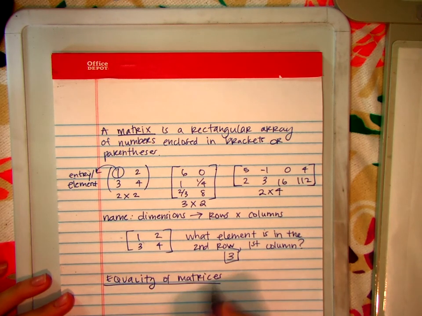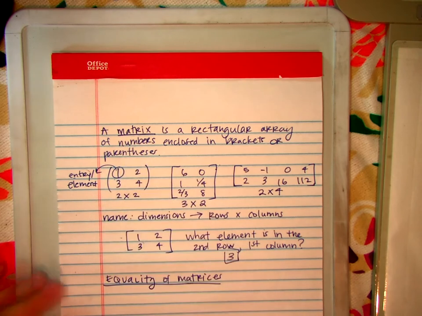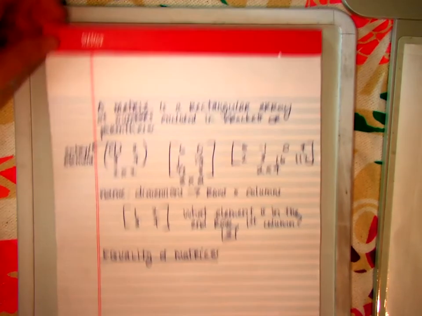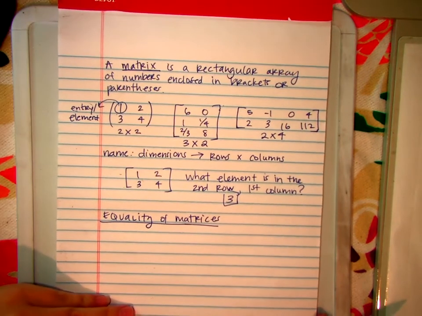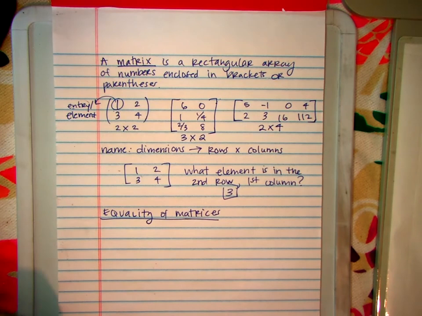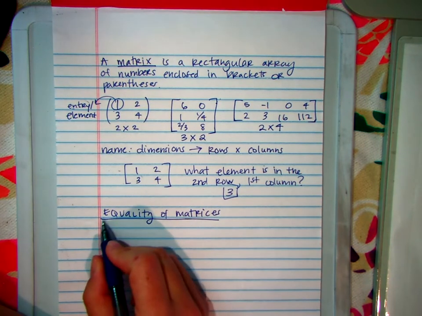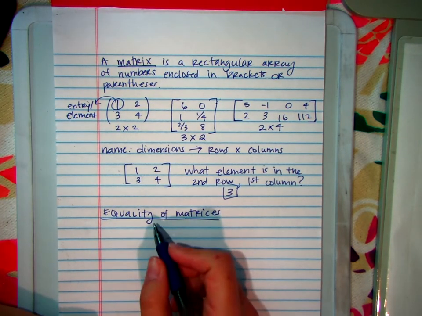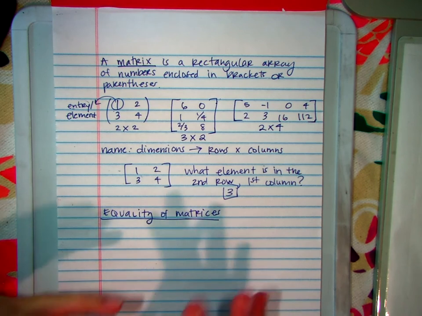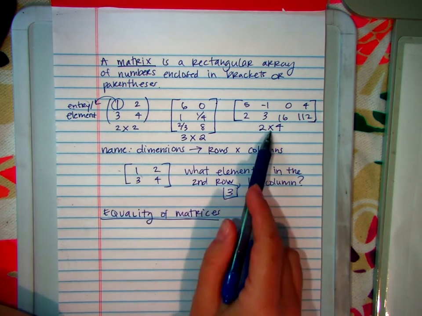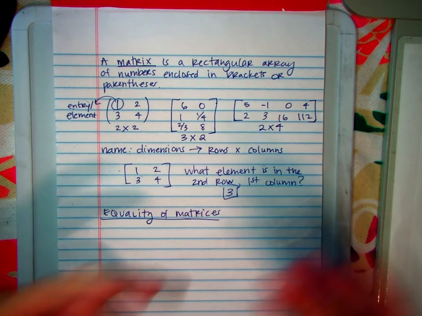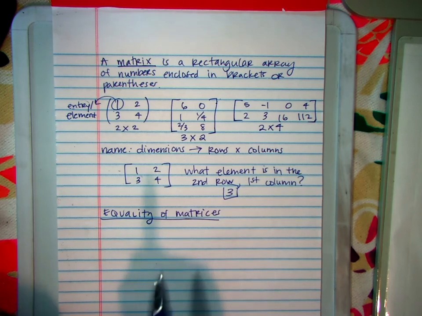So again, matrices, plural of matrix. So the equality of matrices. This may seem pretty silly and common sense, but we say that two matrices are equal provided they have the exact same dimensions. So the dimensions have to be the exact same. And of course, if they're equal matrices, then all of the corresponding entries must be equal.